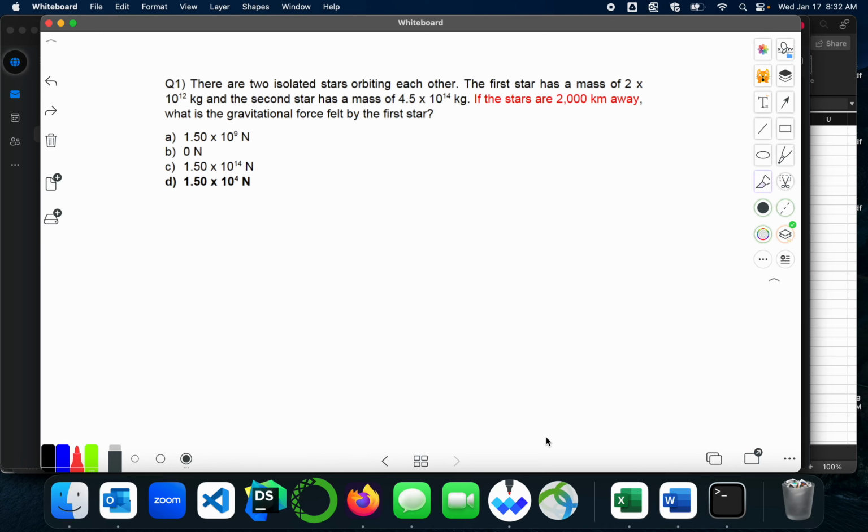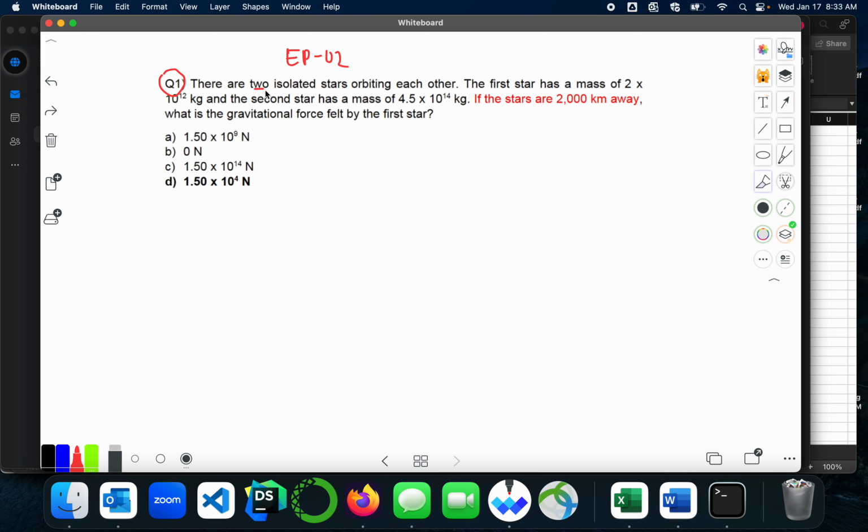Okay, so here's a question from ep02, question 1, of course. And I think the correct answer is not on here. So let's check this out together. There's two isolated stars orbiting each other.